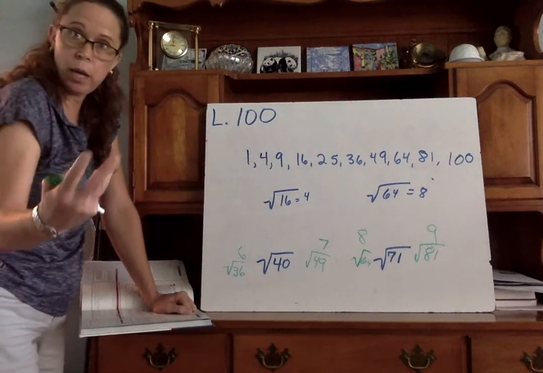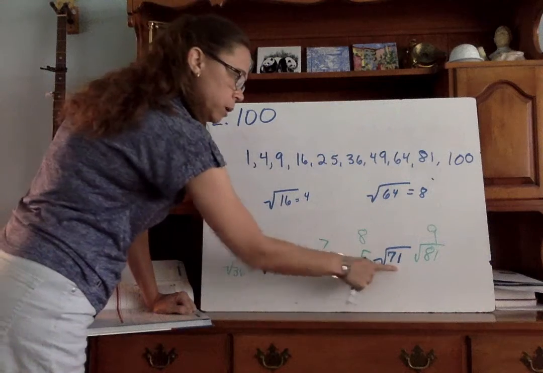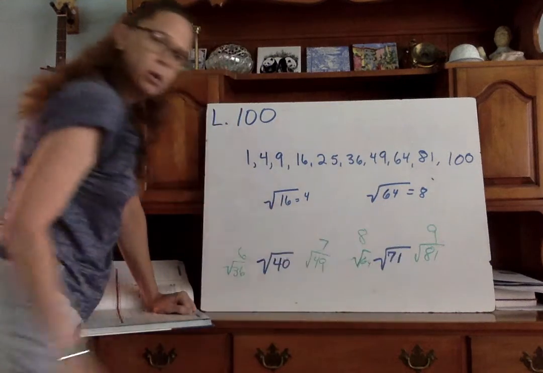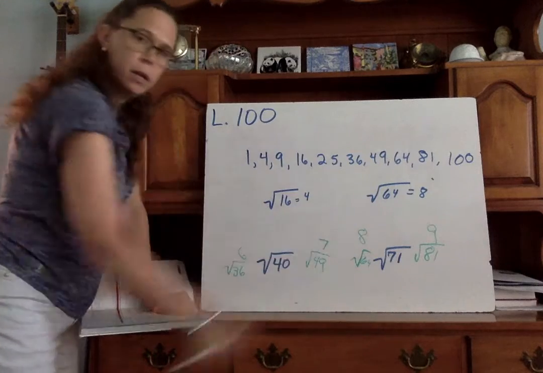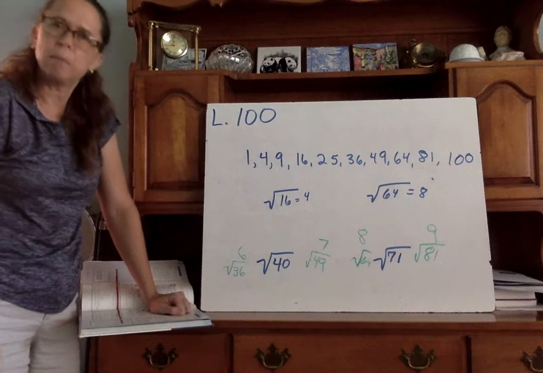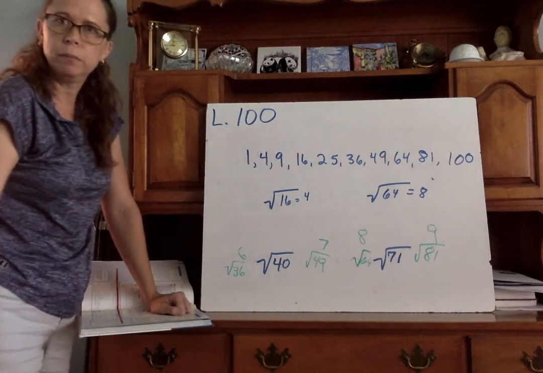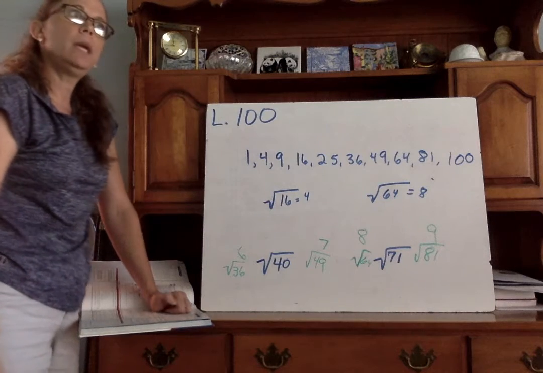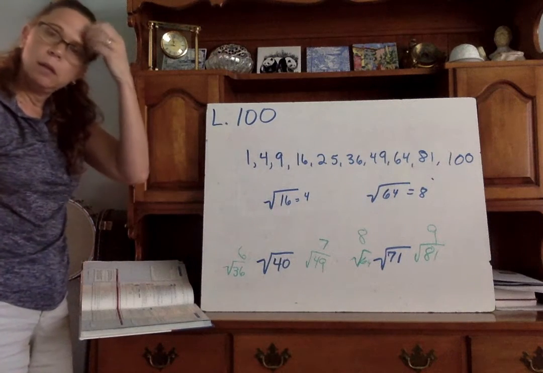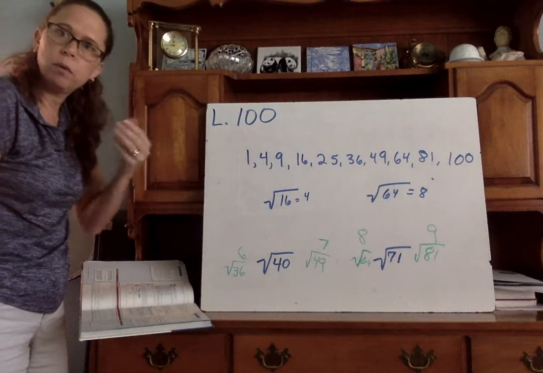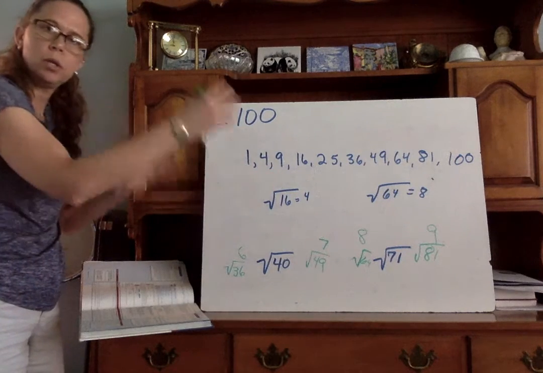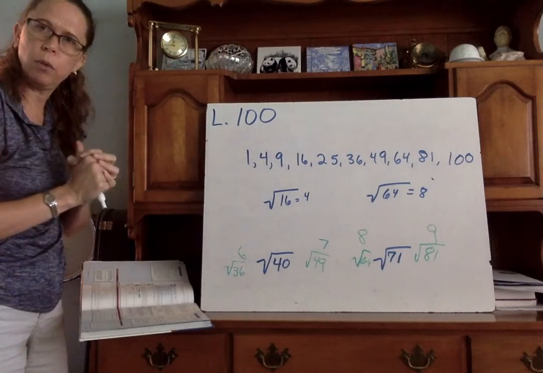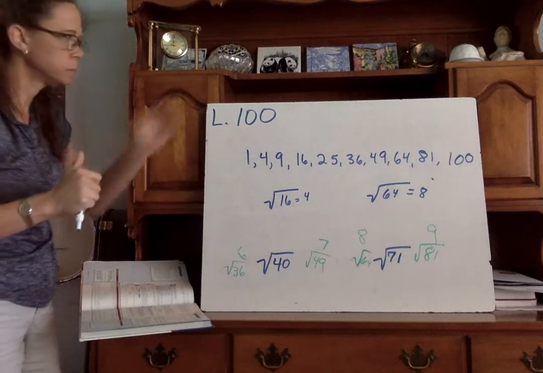Is it closer to 8 or 9? Well, let's look. Is 71 closer to 64 or is it closer to 81? Well, it's closer to 64, so it's going to be closer to 8 than it is to 9. It's going to be 8 point something, some decimal number. So we can estimate the square root of a number that's not a perfect square by thinking about what squares are just below it and just above it and the roots of those.